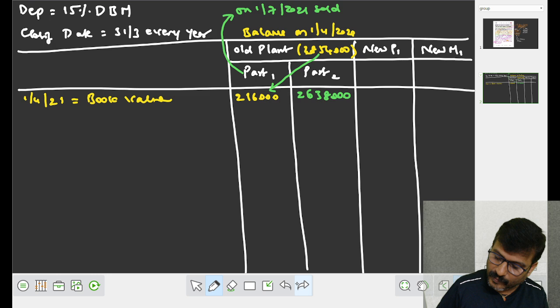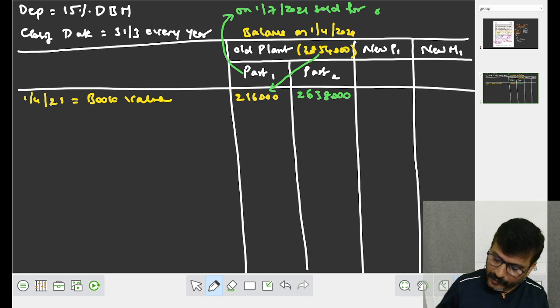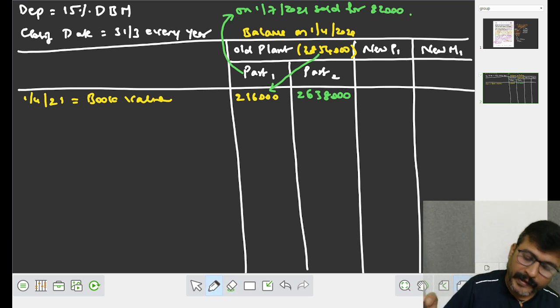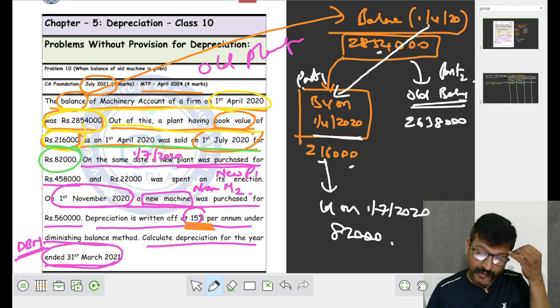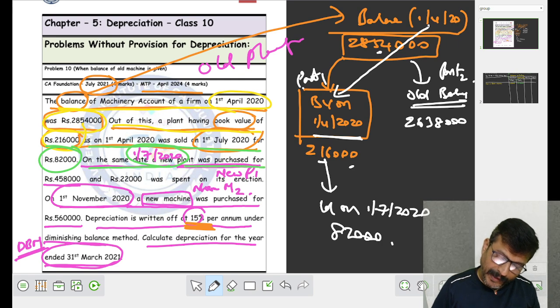Sold for rupees. What amount is it sold for? It is being sold for an amount of rupees... How much? 82,000. Fine. What next? On the same date, means in July 2020, a new plant was purchased for 4,58,000.